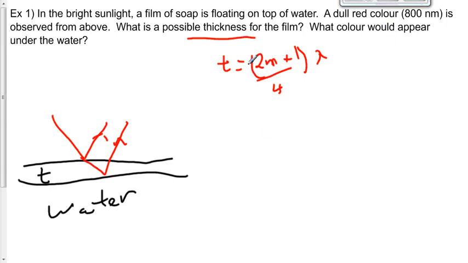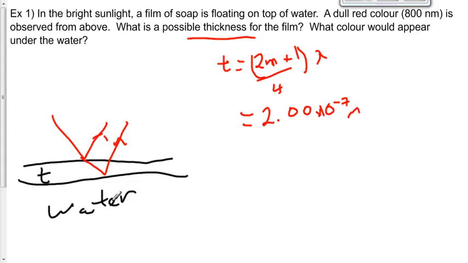But what are we going to use for m? Well, it says a possible thickness, so we can use whatever m we want. So we could use 0, 1, 2, 3, 52, or 12. I'm going to pick 0 because, well, why not? And so if I do that, I'm getting a thickness of 2.00 by 10 to the minus 7 meters. All right, so that's a pretty thin film.